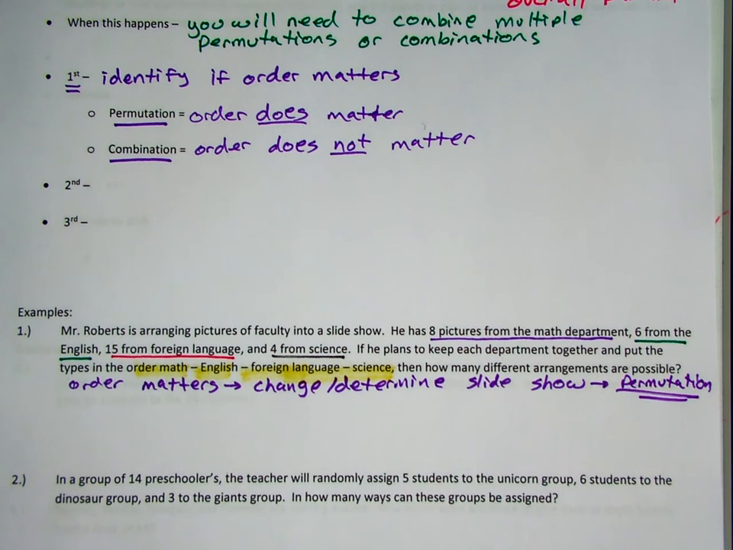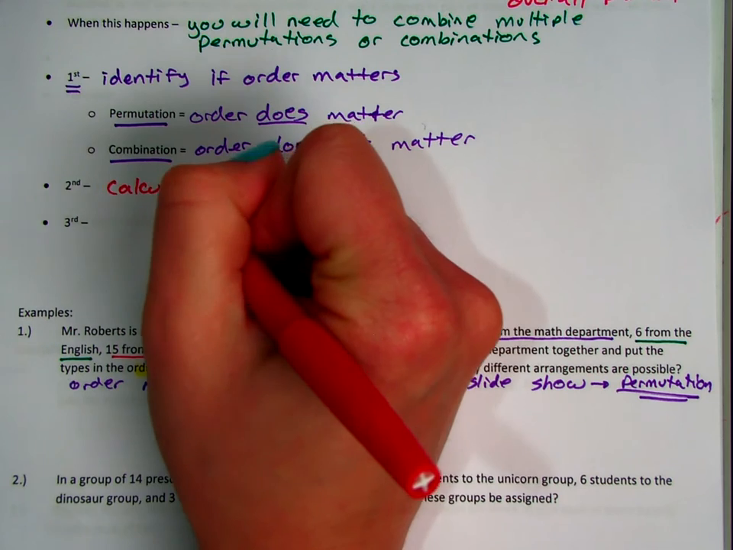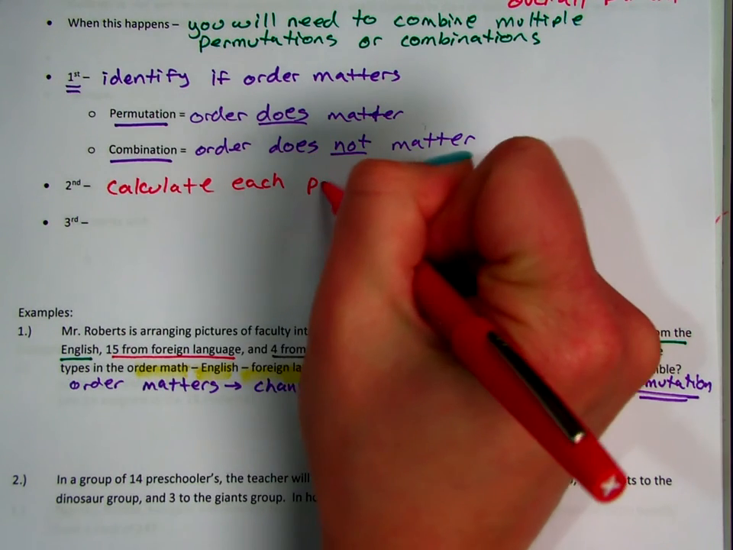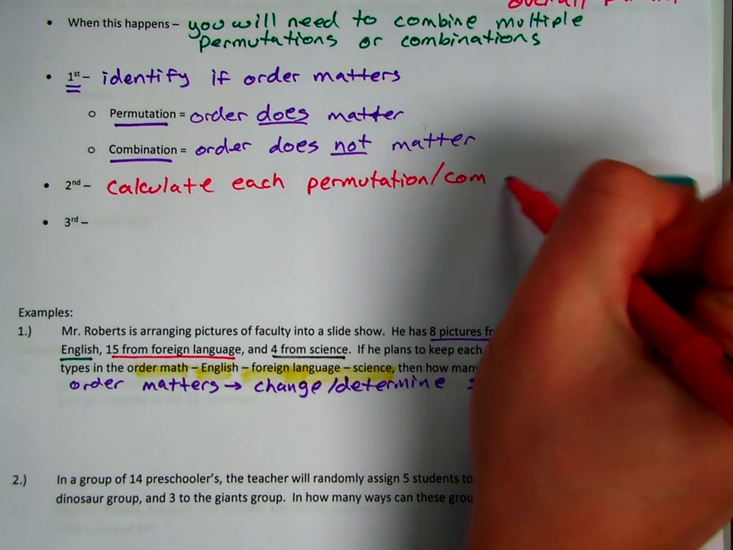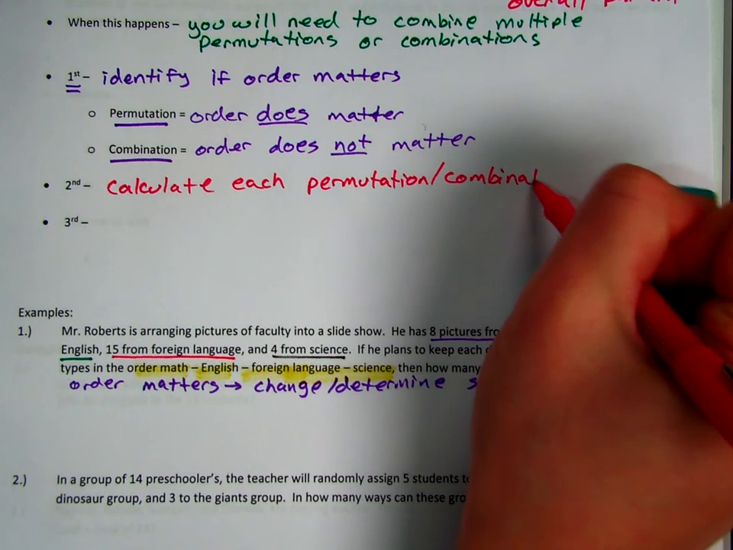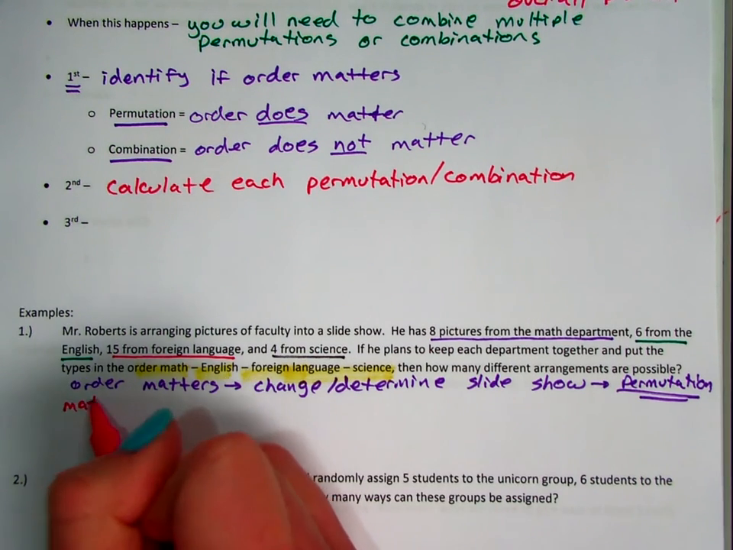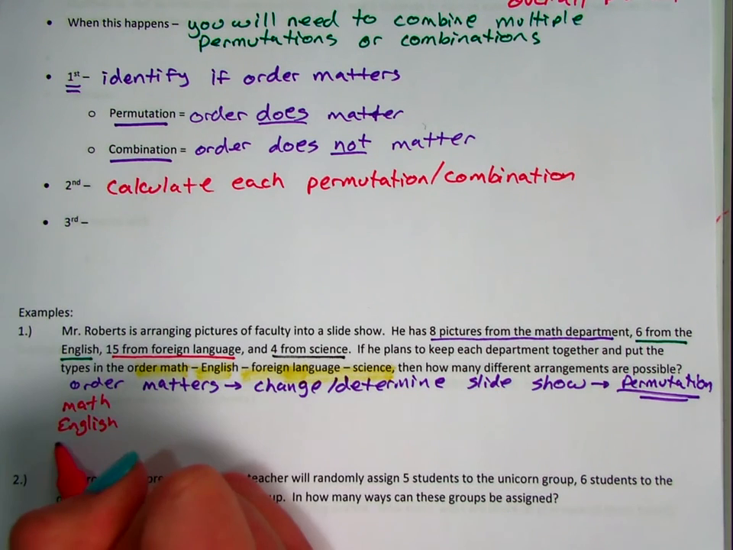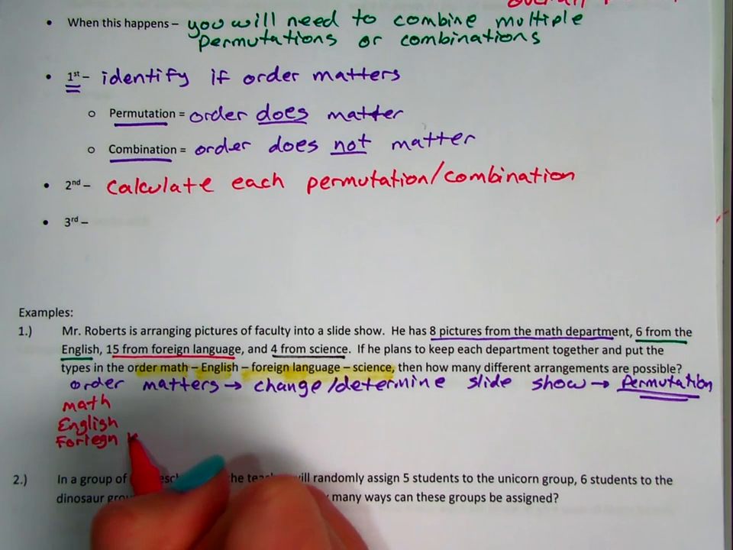Well, now that I know that it's a permutation, we have to think, what am I going to care about next? Well, second, we are going to calculate each permutation or combination. So in this case, we already have a basic order, right? It's math, then English, then foreign language, and then science.